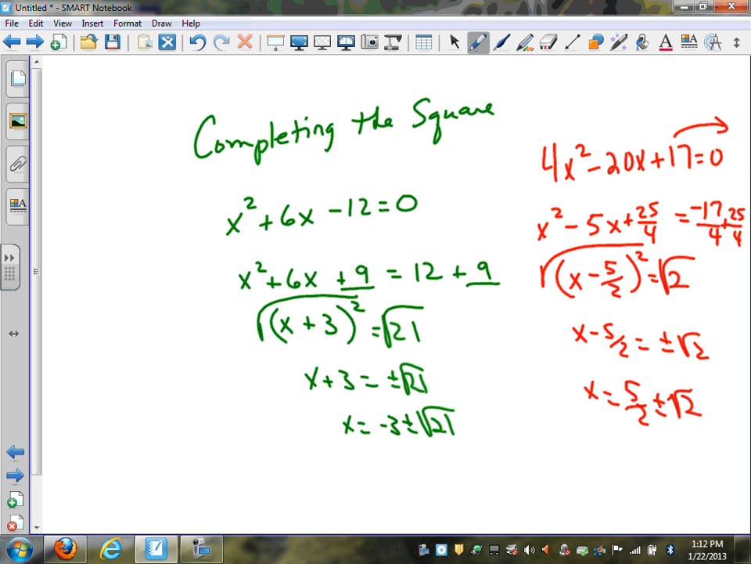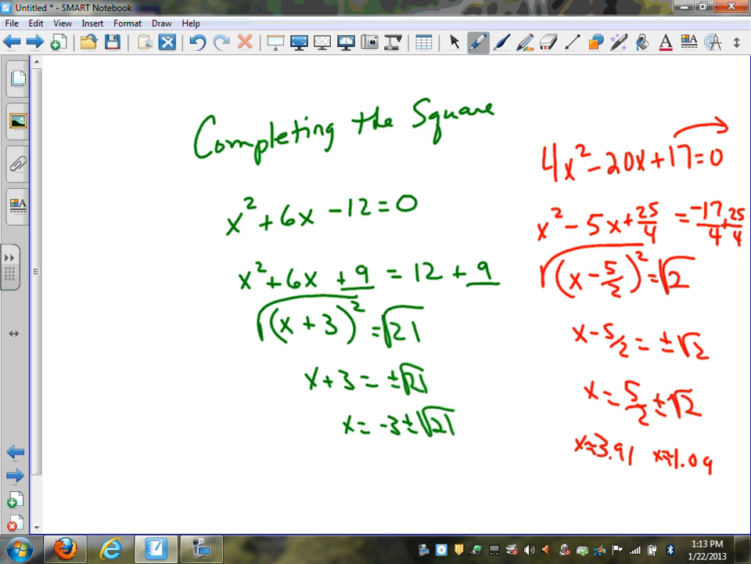So that's where we stop. 5 halves plus the square root of 2, and 5 halves minus the square root of 2. If you want the decimal, you can write the decimal. I think it's 3.91 and 1.19. Those are your two approximations.